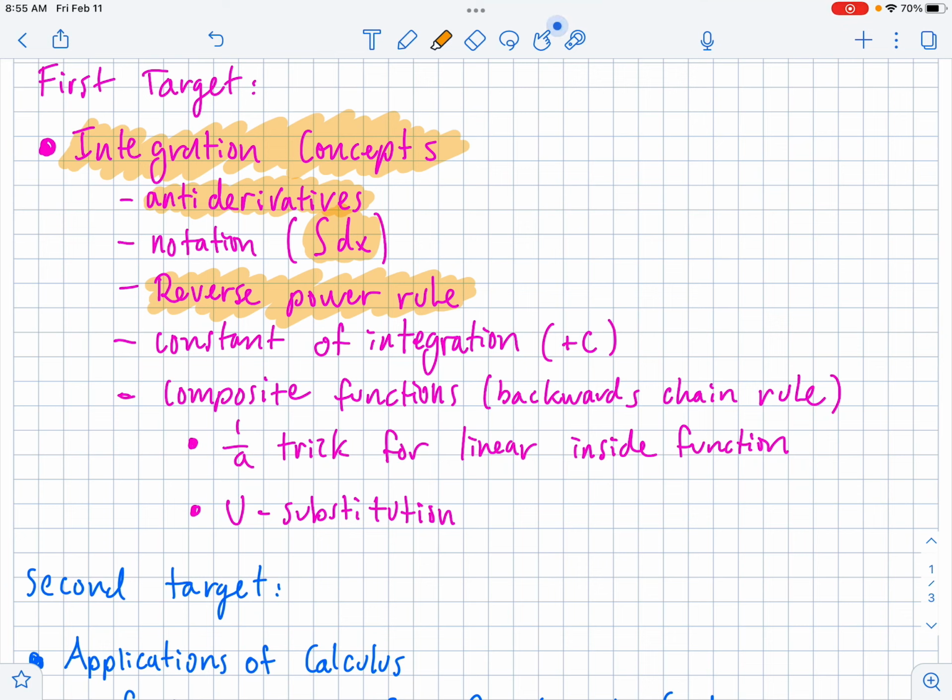Remember, anytime you integrate something or anti-differentiate something, there are so many different ways to say it, there needs to be a plus c on the end. That's that constant of integration.